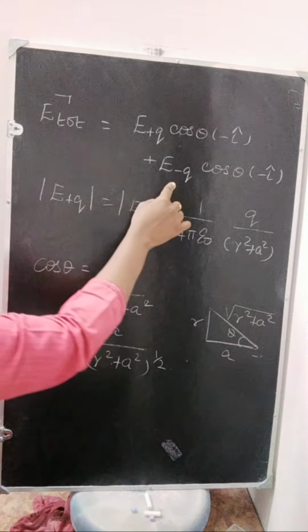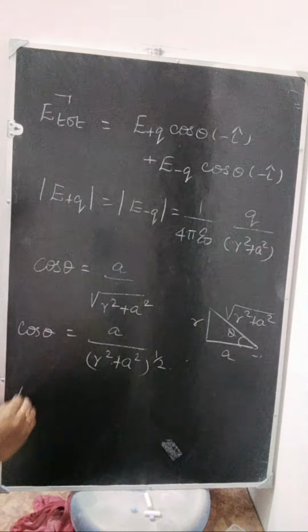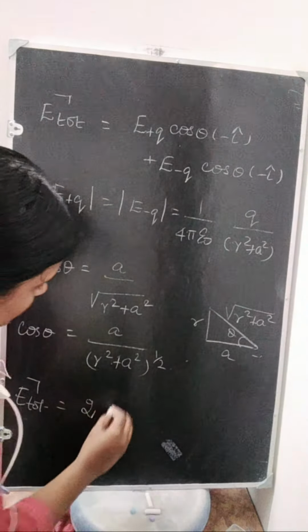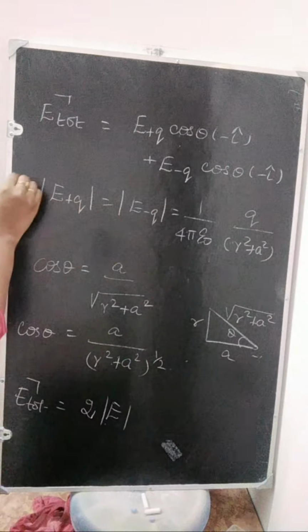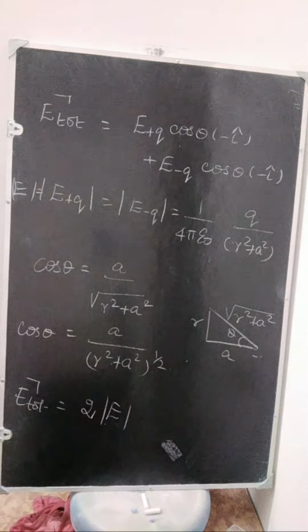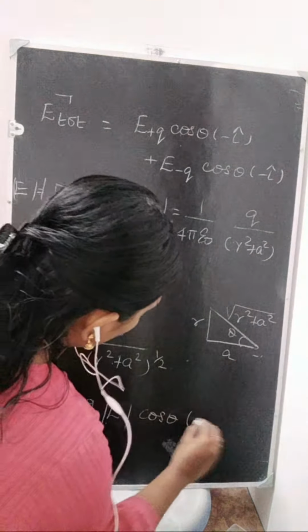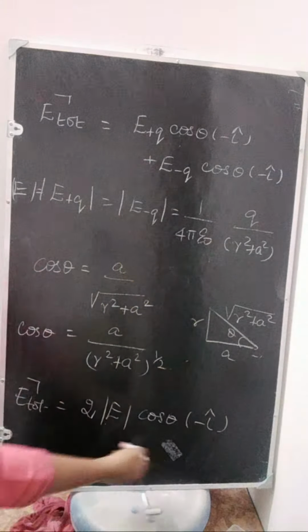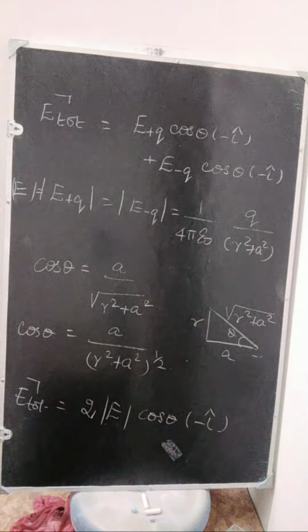When the magnitudes of both the vectors remain the same, this E total can be given as E total vector equivalent to 2 into modulus E, which is E plus Q or E minus Q. You can just take the modulus as both the values remain the same. So 2E into cos theta into minus i cap. Don't forget the minus. 1 plus 1 is equivalent to 2, in the same manner, 2 into E into cos theta minus i cap.